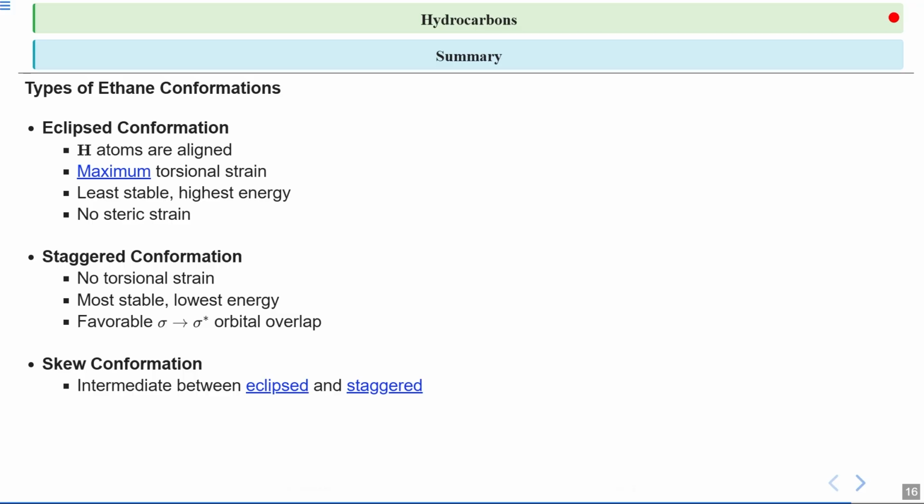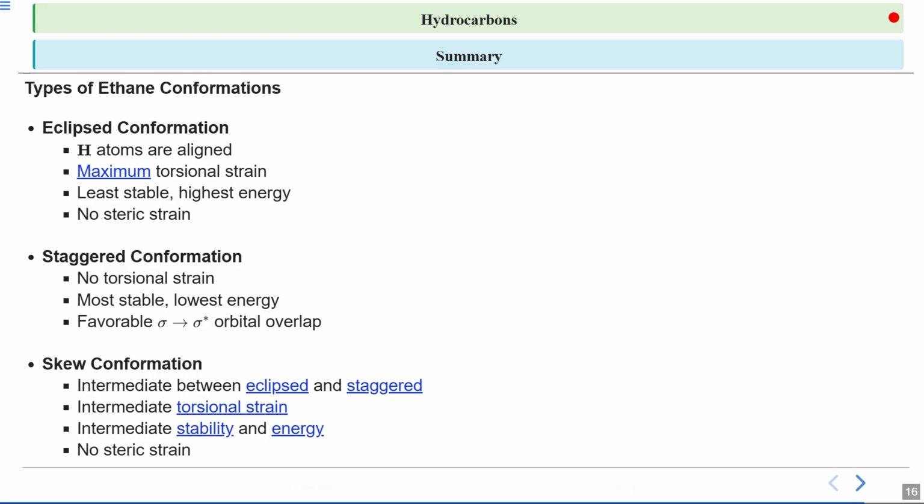Now, its energy is also intermediate between the eclipsed and the staggered one. It is not as strained as the eclipsed conformation and not as relaxed as the staggered one. Consequently, the skew conformation has intermediate stability and energy. So it is like being halfway between standing and sitting comfortably, right? Similar to the eclipsed conformation, there is no steric strain in the skew conformation. The atoms are not too close to each other.